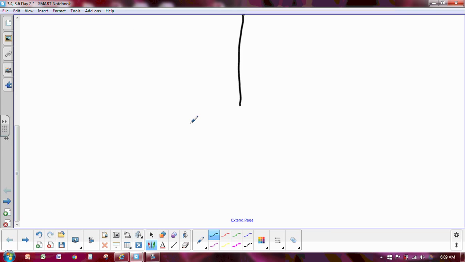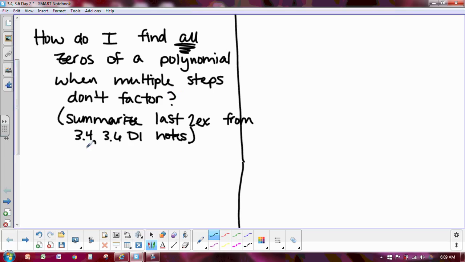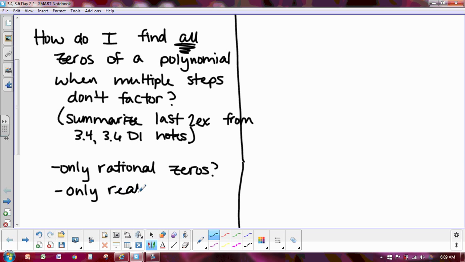I'm sorry that your photocopy just wasn't split up in the right way. Okay. Then beyond that, how do I find only rational zeros? How do I find only real zeros? Because they asked you just for some tricky directions. And again, that's going back and summarizing those last couple examples that we just did.